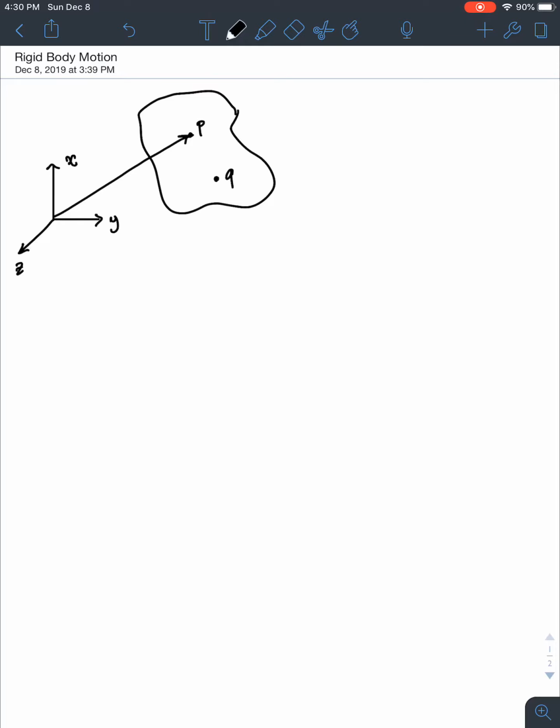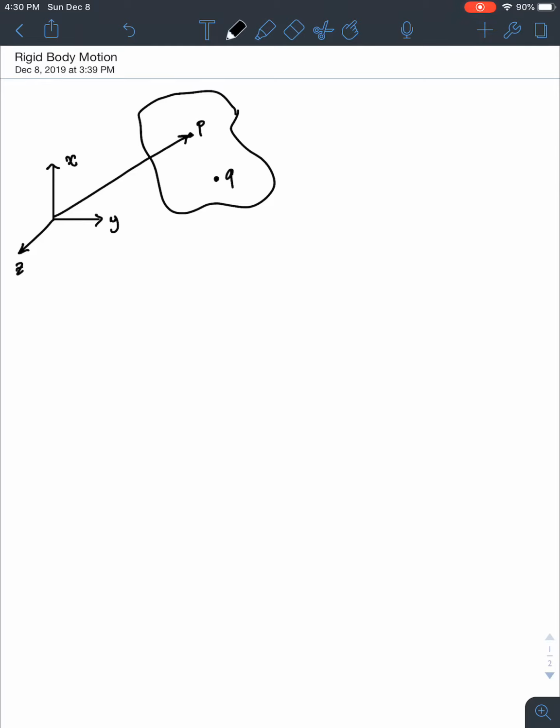If you pick any 2 points, such as P and Q, they need to satisfy a constraint for this to be a rigid body. And that constraint is that the distance between these 2 points, P and Q, cannot change as the body undergoes an arbitrary rigid body motion. Of course, this is not true for bodies that can distort. For bodies that can distort, the Euclidean distance between 2 points can change, but for rigid bodies it cannot.